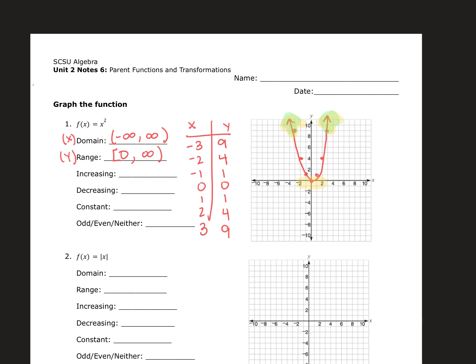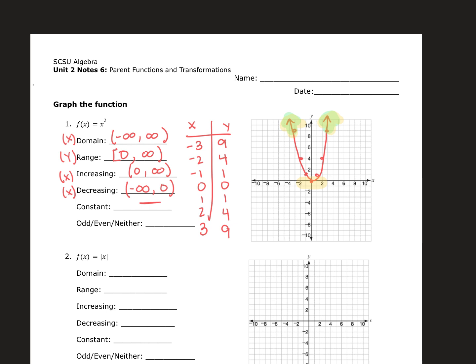Now remember, when we're looking at increasing and decreasing, we're looking at our x values again. So I'm decreasing when x is -infinity all the way to 0, and we don't include the endpoints for increasing and decreasing intervals. Then from 0 all the way to infinity, I start to increase. That graph starts to go back up again. There is never a point on this graph where it is constant, so I won't have anything there.